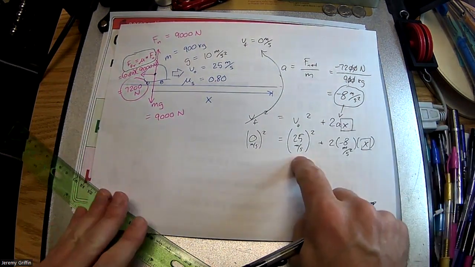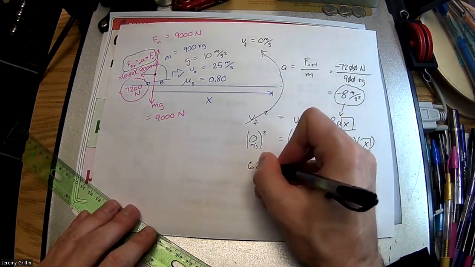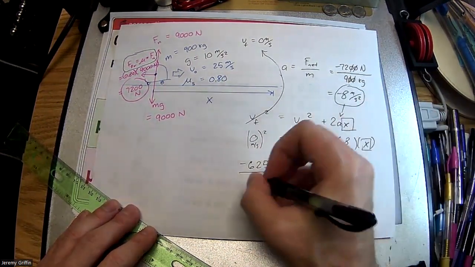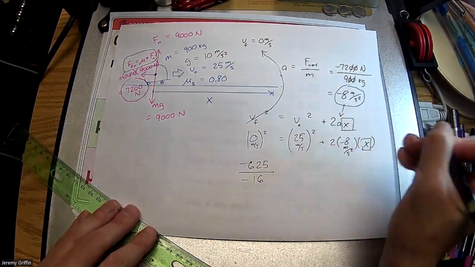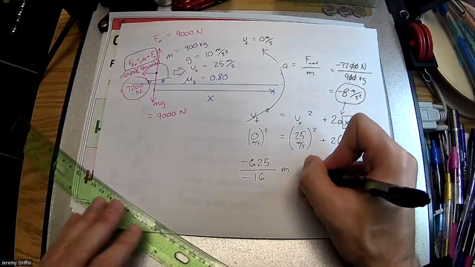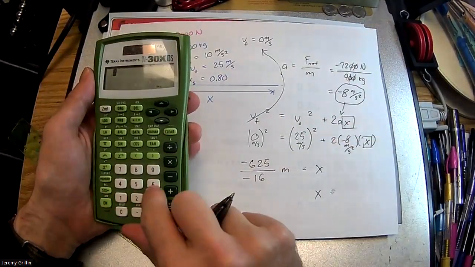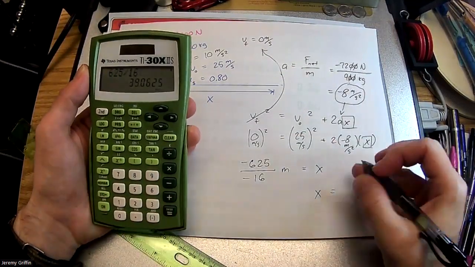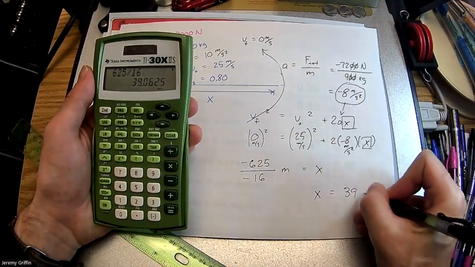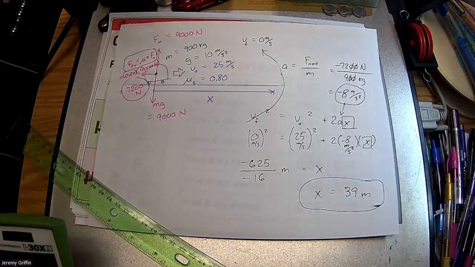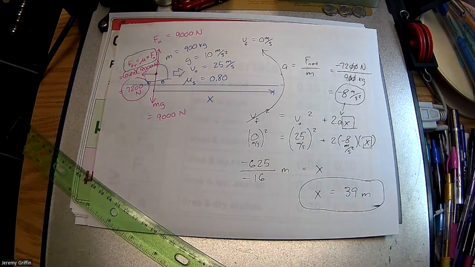So 25 squared is 625. Subtract that, over 8 times 2, which is 16. Divide that over. There's going to be some number of meters at the end of the day. Let's see what x is, whatever 625 over 16 is. There you go, exactly like Gavin said: 39 meters to brake. Like I said.